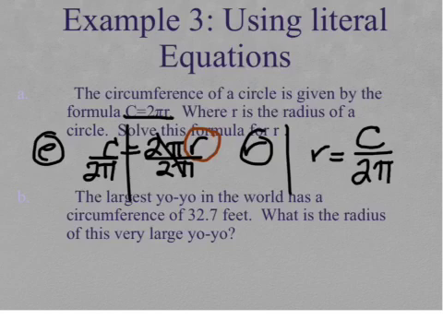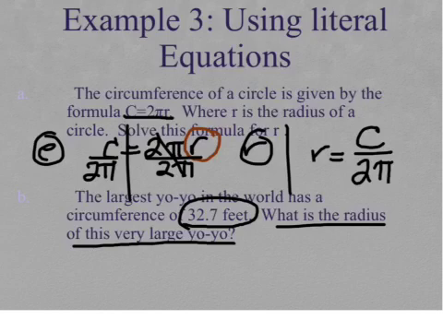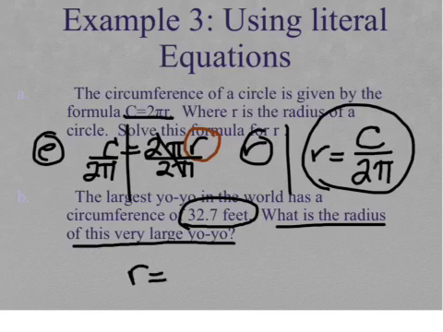All right, the largest yo-yo in the world has a circumference of 32.7 feet. What is the radius of this very large yo-yo? So here we can use the work that we did in part A to answer this question in part B. The beautiful thing is that we've now solved the equation such that we can get the radius r right away by knowing the circumference. So what we'll do is we'll take c, replace it with 32.7 because that is the circumference of the largest yo-yo in the world. And then we'll divide it by 2 pi.